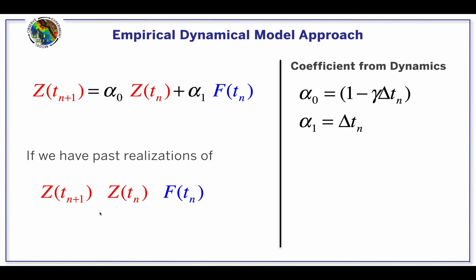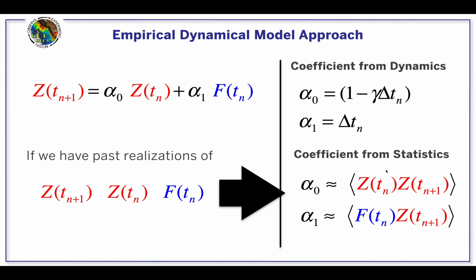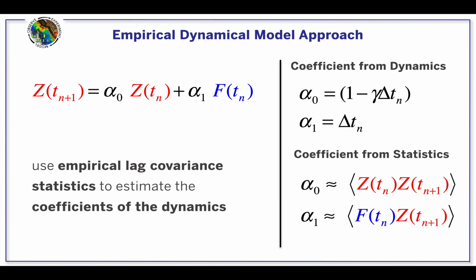Now, assuming that we did not know what the exact dynamical equations of a system are, which is true for the most part of the marine population, in this case, if we had historical data of the zooplankton and the forcing term, we can estimate these dynamical coefficients statistically. Specifically, we can use the empirical lag covariances to estimate the coefficients of the dynamics, and for this reason, we refer to this approach as an empirical dynamical model.